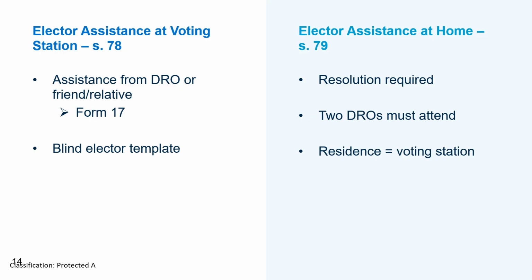Please also be aware that Bill 50 includes amendments to the LAEA to allow for elector assistance terminals. If passed, Section 84.1 will give municipalities authority to pass a bylaw before June 30th, allowing for elector assistance terminals.